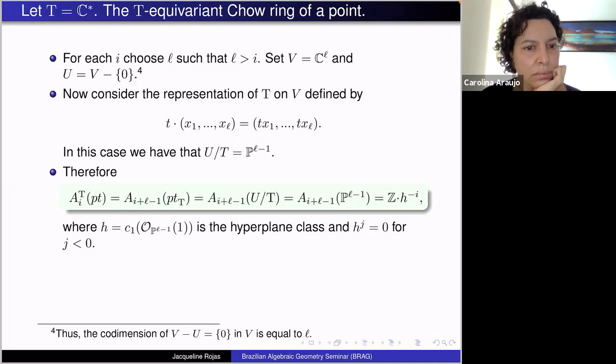The equivariant Chow ring of a point will be equal to the group generated by A. In fact, we had that this group is the polynomial ring with integral coefficients in H, the class variable.